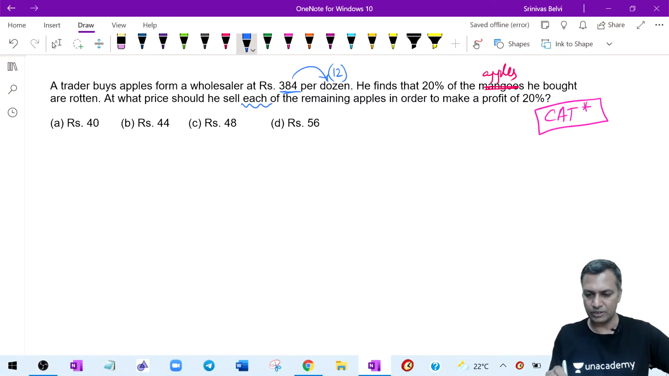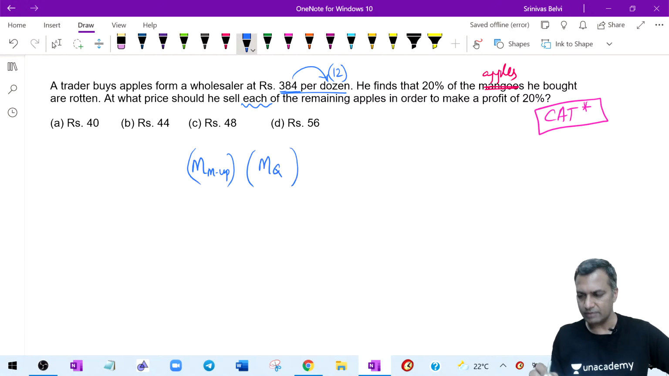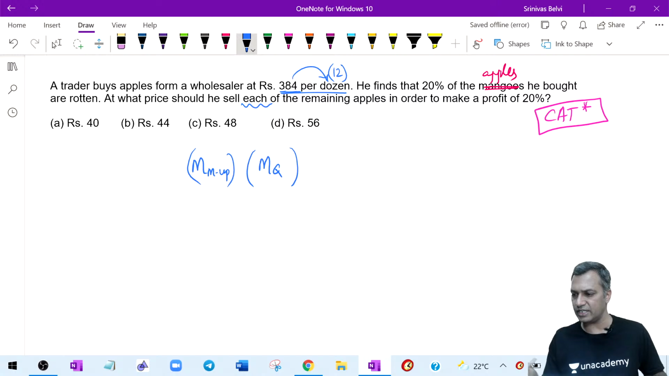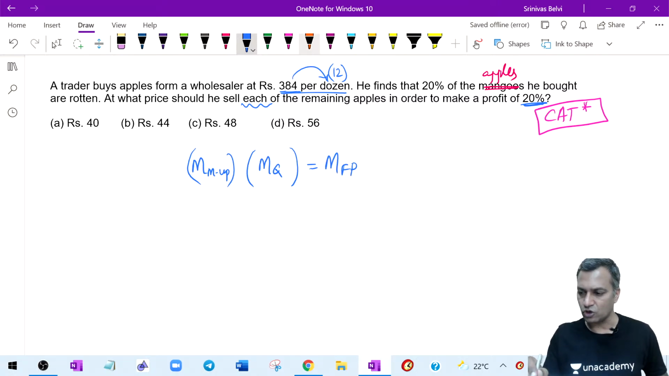All right. So what is happening here? Cost is given. So I will say there is a multiplier related with the markup. That is what I need to find out. Then I have the multiplier related with the quantity because some problem happened with the quantity. 20% of the mangoes he bought got rotten. So still he wants to make a profit of 20%. That is the multiplier related with the final profit. So rotten, I know the number of mangoes decreased by 20%. Therefore this has become 4 by 5.